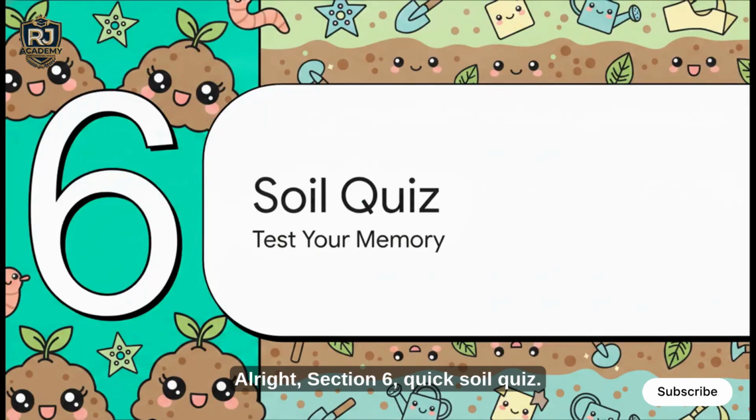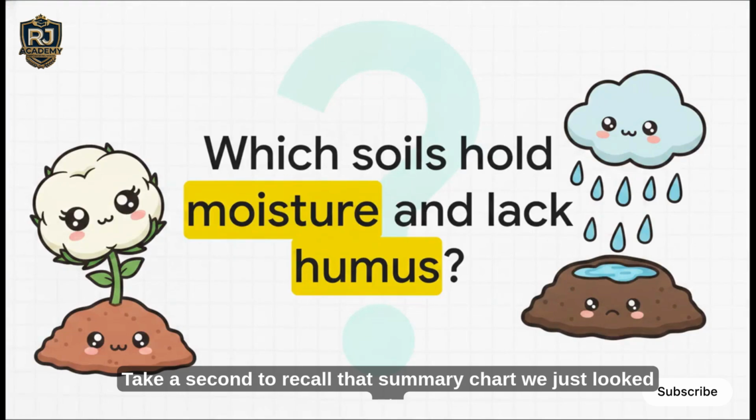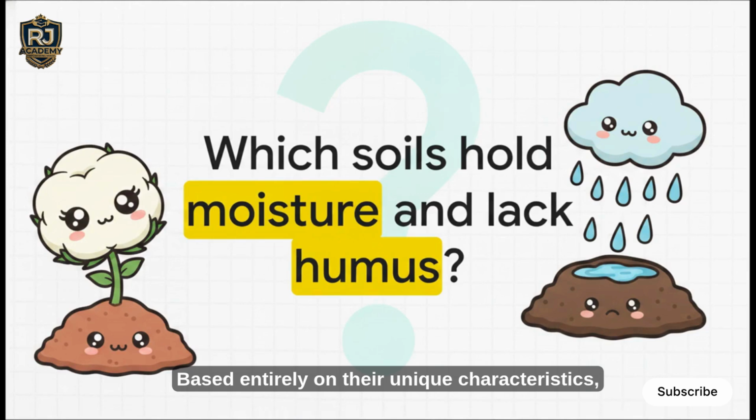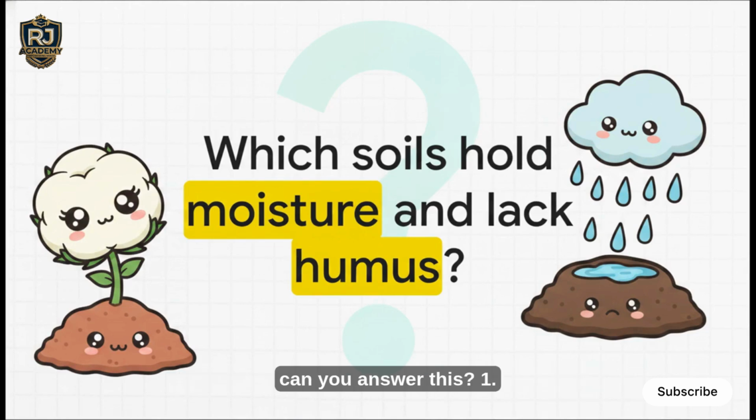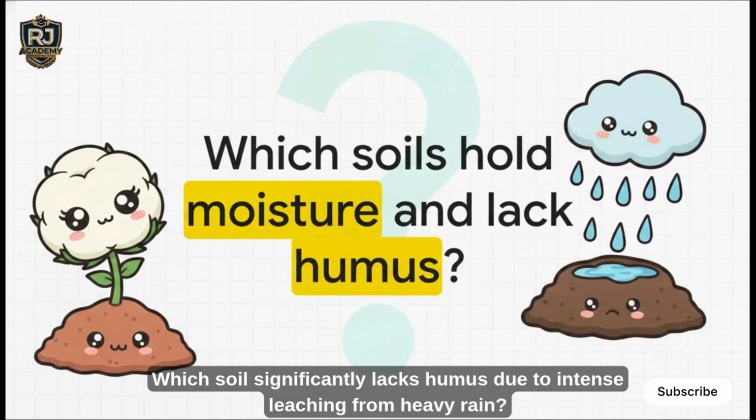All right, Section 6, Quick Soil Quiz. Let's see if those soil traits actually locked into your memory. Take a second to recall that summary chart we just looked at. Based entirely on their unique characteristics, can you answer this? Number 1, which soil is famous for its massive capacity to hold moisture? And number 2, which soil significantly lacks humus due to intense leaching from heavy rain?